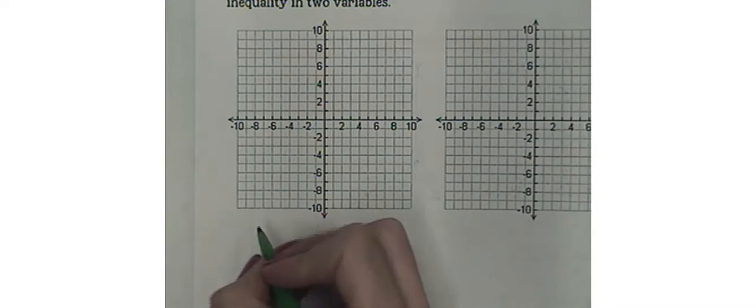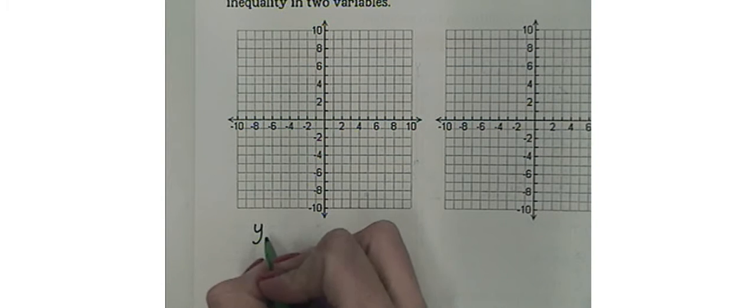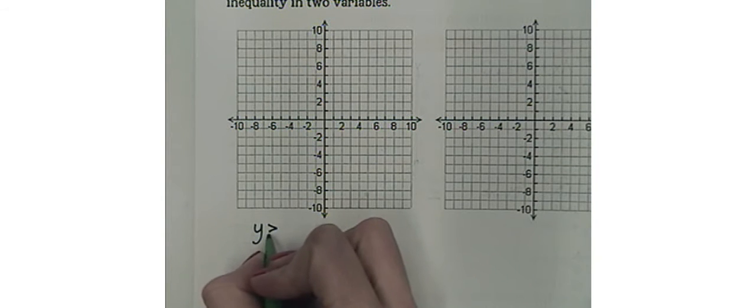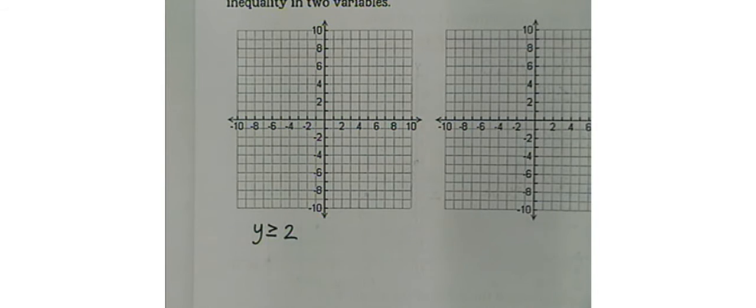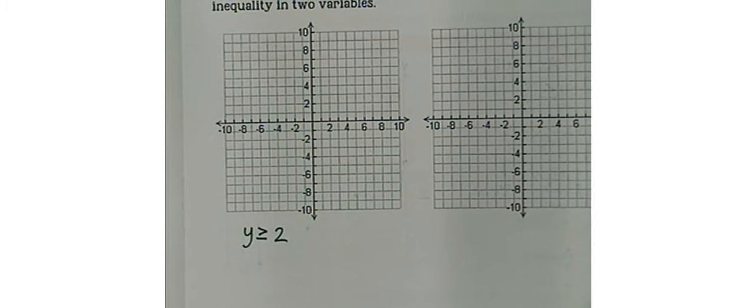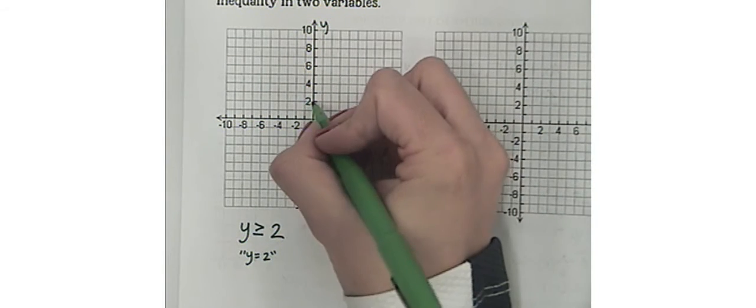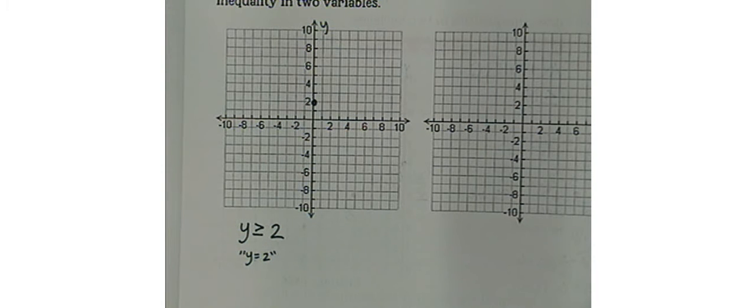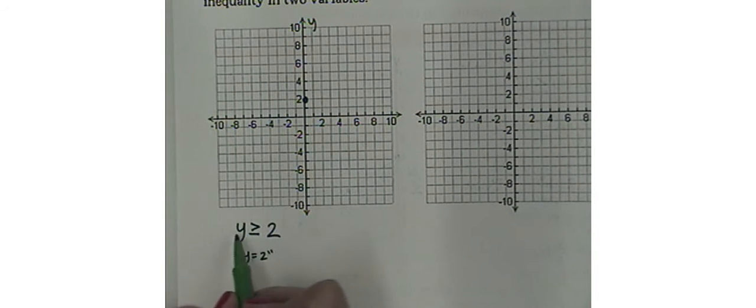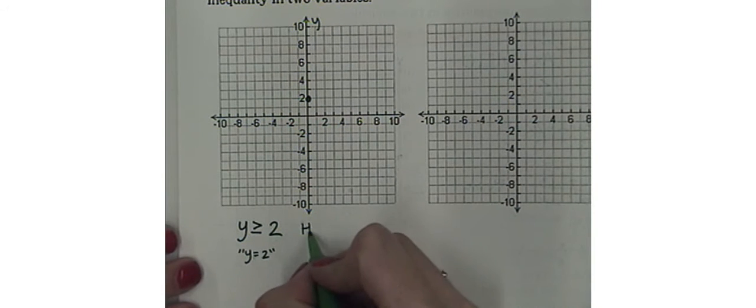All right, let's do y is greater than or equal to 2. So pretend that this is like y equals 2. This is a y-intercept at 2. So here's my y-axis. So go to 2. And I don't have an x here. Okay, I don't have an x, so I don't have a slope. I want to go through my y-axis and never touch my x. So this is a horizontal line.